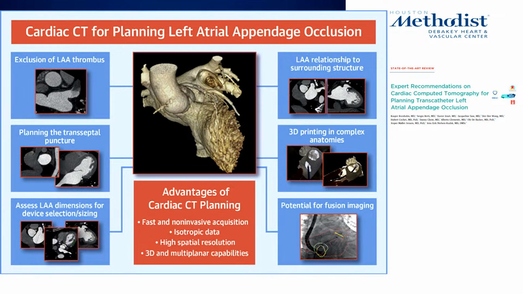All right, so looking at the use of CT in the pre-procedural planning space, you can, of course, exclude thrombi in the left atrial appendage, plan the transseptal puncture, assess the left atrial appendage for appropriate device sizing, and look at the surrounding anatomy. We can do 3D printing in complex anatomies, as I mentioned before, and then there's potential for fusion imaging with fluoroscopy.